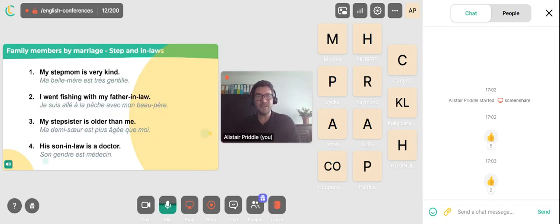Well, let's continue with this idea. Family members by marriage, step and in-laws. So let's have a look at some sentences that use some of these terms.